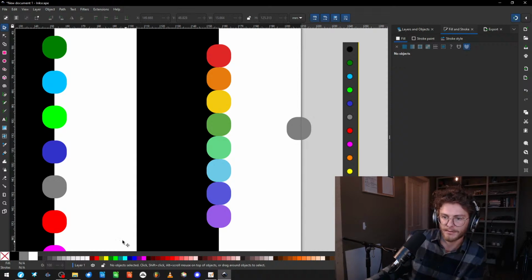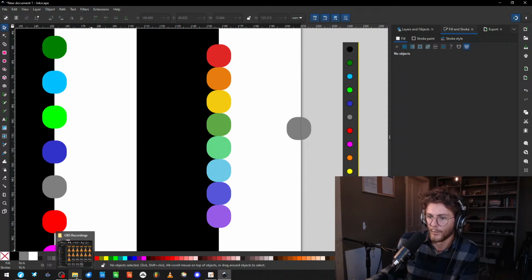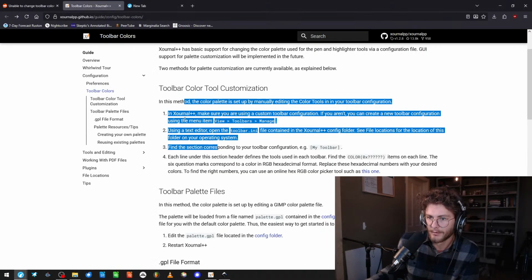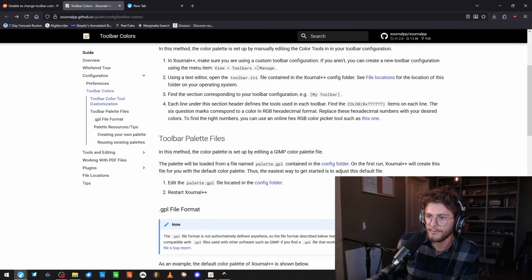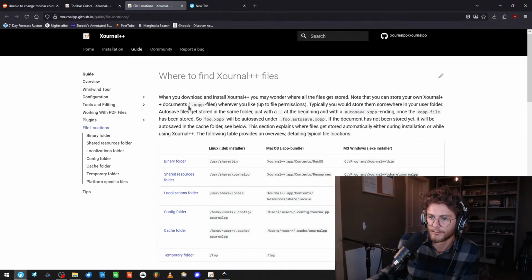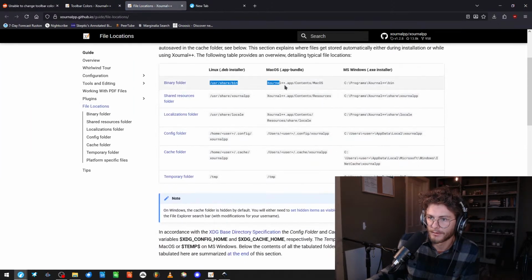So now we're going to go to that INI file. Where it is, I don't know. We're going to find it. We've got to go back to the... Oh, goodness me. All right. View, toolbars, manage. In the text editor, open the toolbar.ini file. Toolbar.ini file locations. Program Zerno++.